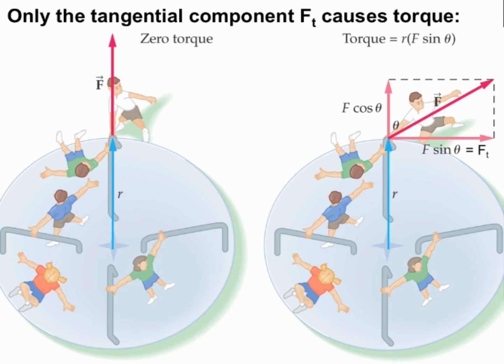Now, if we look on the right-hand side, we can see that he's not pulling straight up anymore. He is at least pulling at an angle. And because he's pulling at an angle, there will be a tangential component to his force. And that tangential component, Ft, is what results in torque.